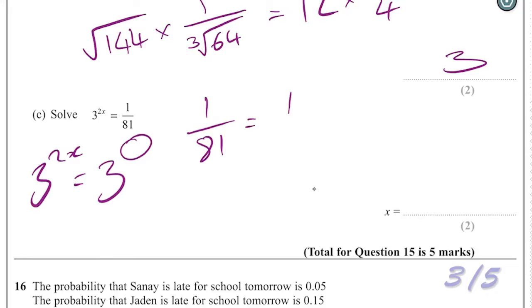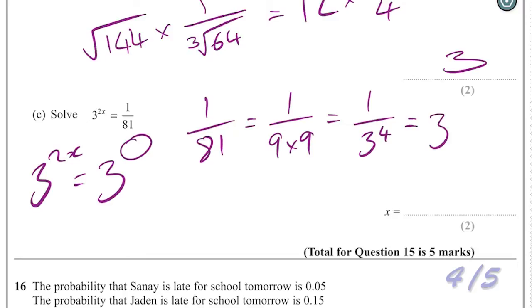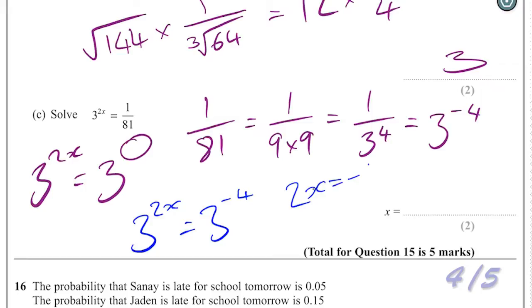Well, 1 over 81, that's 9 times 9. 9 times 9, well, 9 is 3 times 3. So this is going to be 1 over 3 times 3 times 3 times 3. So it's 1 over 3 to the power of 4. And we just want this as 3 to the power of something, and as it's reciprocal, it's going to be 3 to the minus 4. This means that 3 to the 2x must be the same as 3 to the minus 4. So 2x and minus 4 must be the same. So we can just write down 2x equals minus 4. Or just realise that must mean x is minus 2.